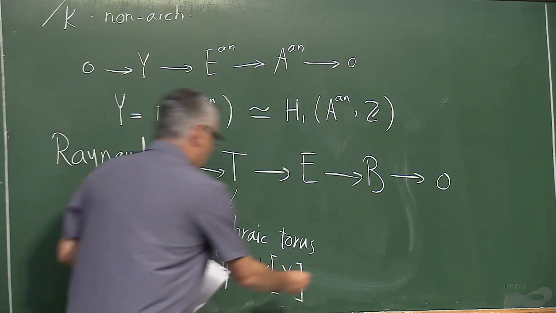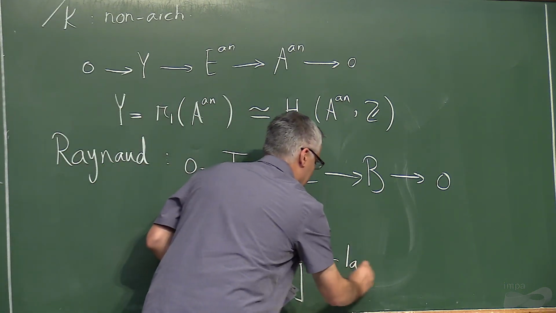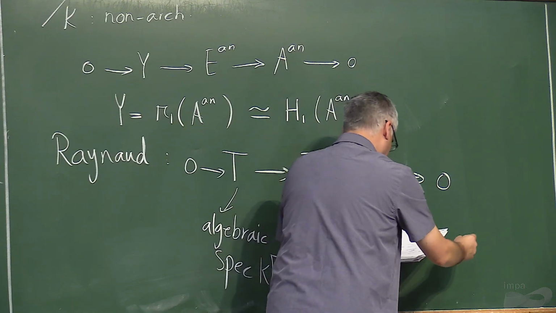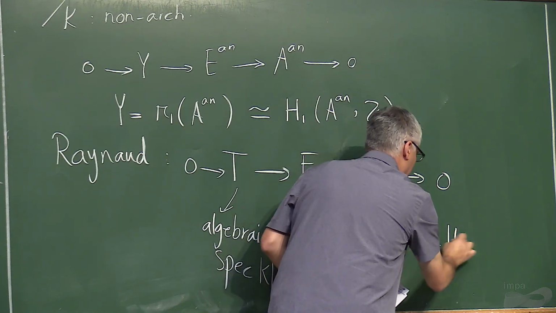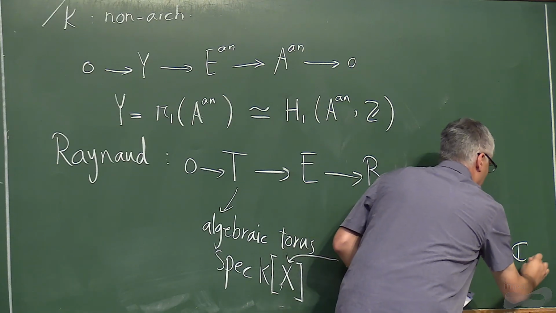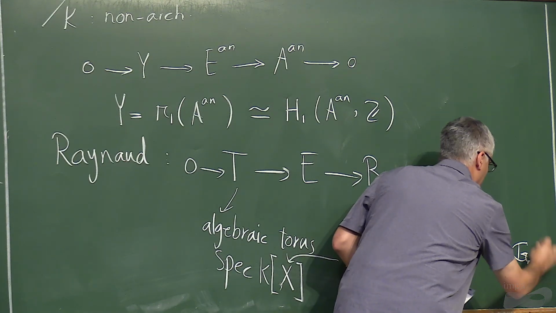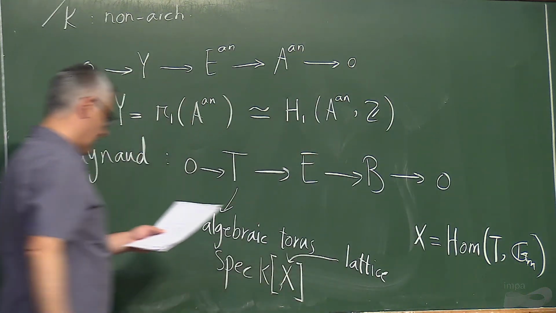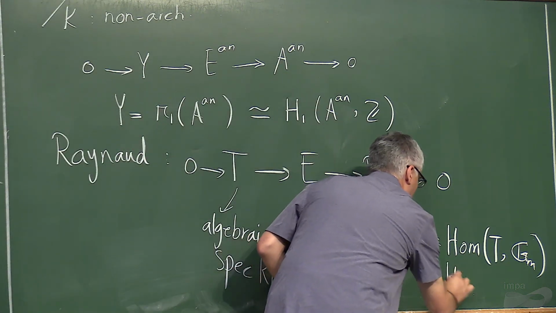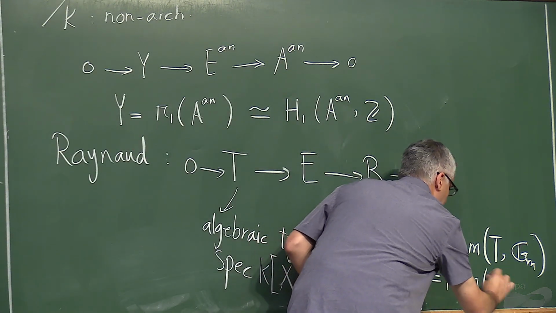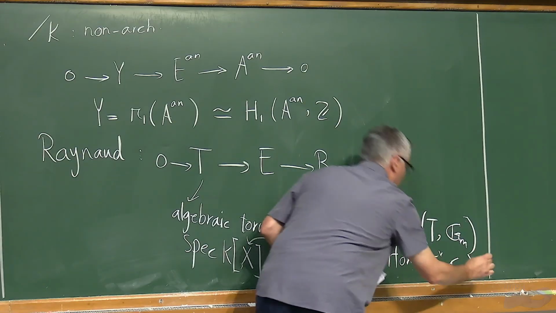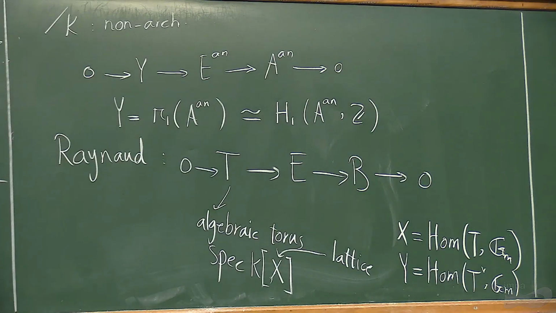So X is actually a lattice, I think I should say characters of the torus, and Y is co-characters. Because of the important duality in here, I'm going to always have this dual object in mind.